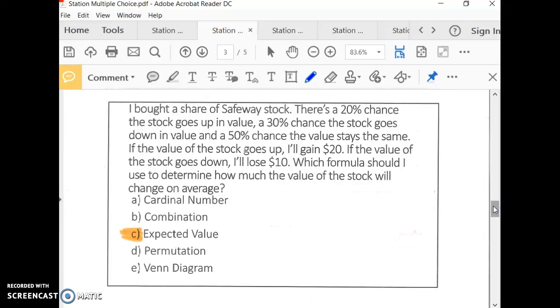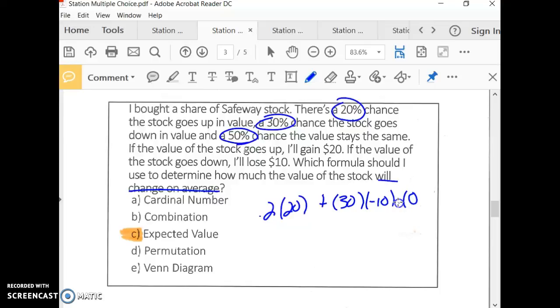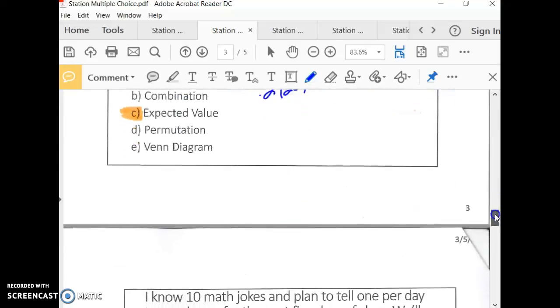Next one. Which formula should I use to determine how much the value of the stock will change on average? It's an expected value because you have a 50% chance, 30% chance, and 20% chance. So it'd be 0.2. You'll get $20. 30% chance goes down in value, which you'll lose $10. And then there's the 50% chance that you will have no change in value, expected value.